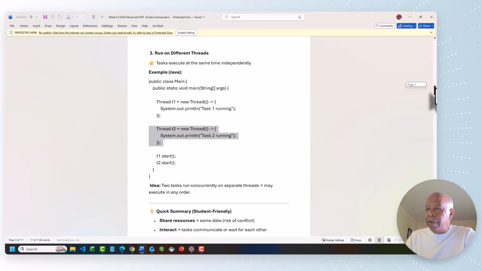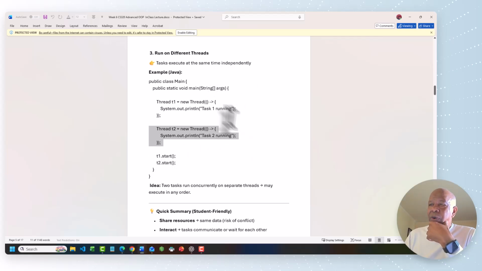The key thing here: two tasks running concurrently on separate threads may execute in any order. So your normal thinking that T1.start, then T2.start, means T1 would run before T2, not necessarily. It may, but it may not. There's no guarantee that the two threads are going to run in the order that I started them. So that's the problem. If I'm building and starting threads assuming they're going to run in the sequence that I started them, then I might be in trouble if T2 starts before T1.